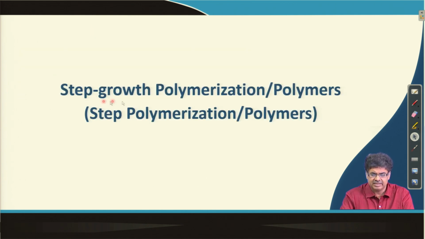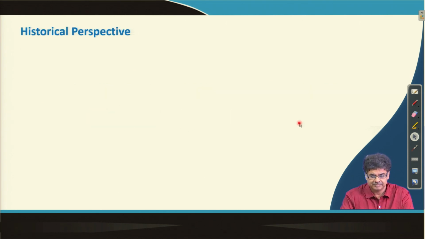Let us discuss step growth polymerization or step growth polymers. The polymers which are synthesized using step growth polymerization are also called step growth polymers, and sometimes they are just called step polymerization or step polymers.